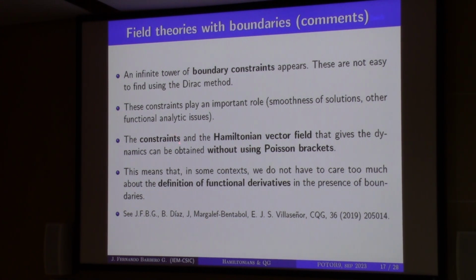As a practical thing, both the constraints and the Hamiltonian vector field that gives the dynamics can be obtained without caring about the Poisson brackets. So if there is some difficulty with them, as happens in this particular case, you don't have to worry. In some contexts, you can actually avoid some issues related to functional analysis that I will mention very quickly in the end if you use this method. Okay? If you want to see particular examples, this is a reference where we discuss this.